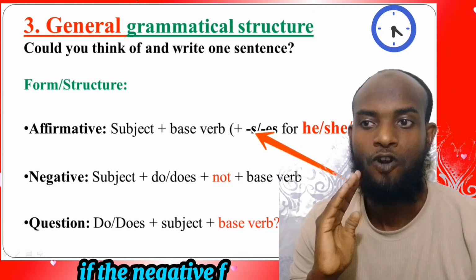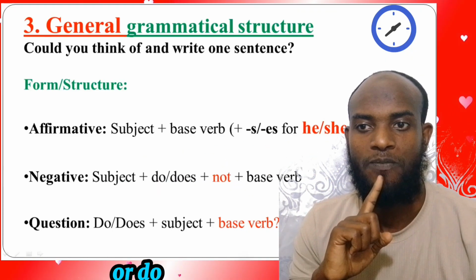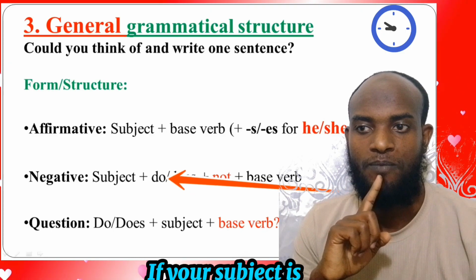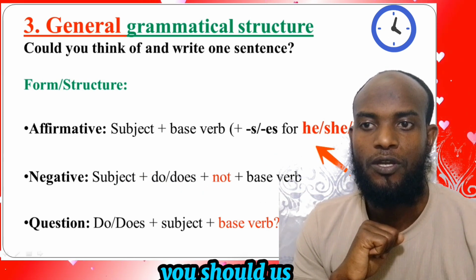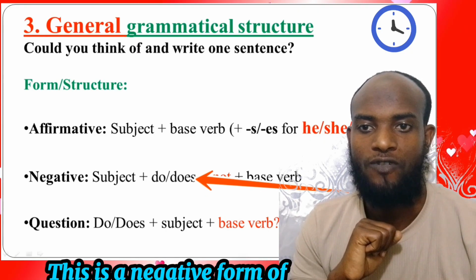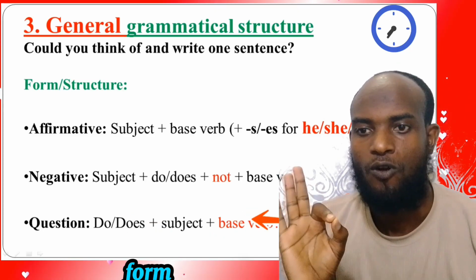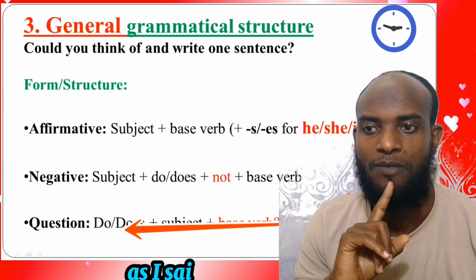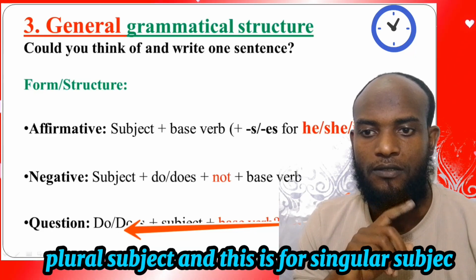The negative form of a present simple declarative statement is subject plus do or does plus not plus base verb. You know why we use do or does here? If your subject is plural, then use do. If it is singular, like he, she, it, you should use does, then add not to the auxiliary verb. This is the negative form of the present simple. And finally, the question form. When you want to construct the question form of present simple, you should use do or does plus subject plus base verb. As I said before, do is for plural subjects and does is for singular subjects, right?